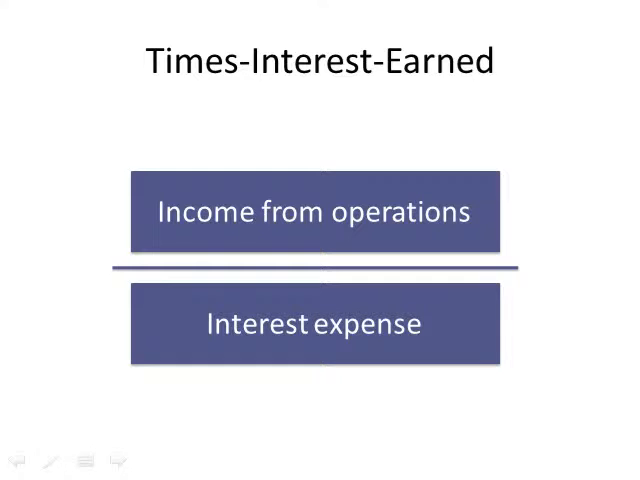Analysts use the second ratio, the times interest earned ratio, to relate income to interest expense. To compute the times interest earned ratio, divide income from operations, or what we call operating income, by interest expense. This ratio measures the number of times operating income can cover interest expense and is also called the interest coverage ratio. A high ratio indicates ease in paying interest. A low value suggests difficulty.